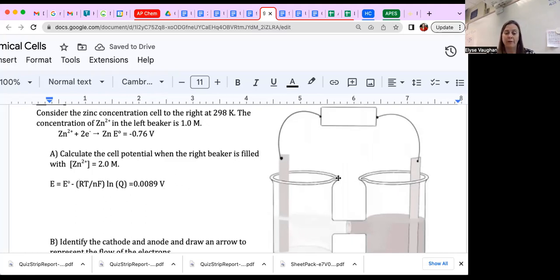And so the cathode is still where reduction takes place. So this is going to be our cathode in the right and our anode on the left, and electrons are going to be flowing from the left to the right.